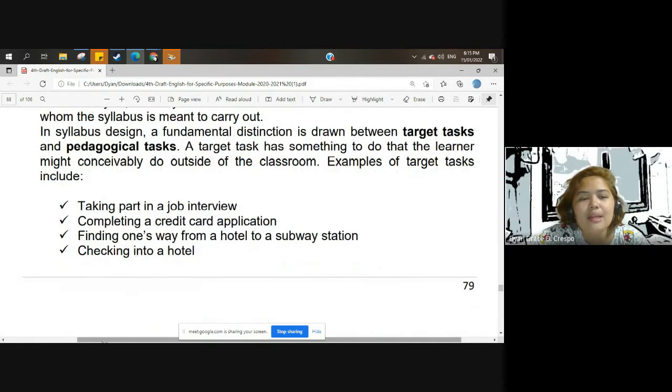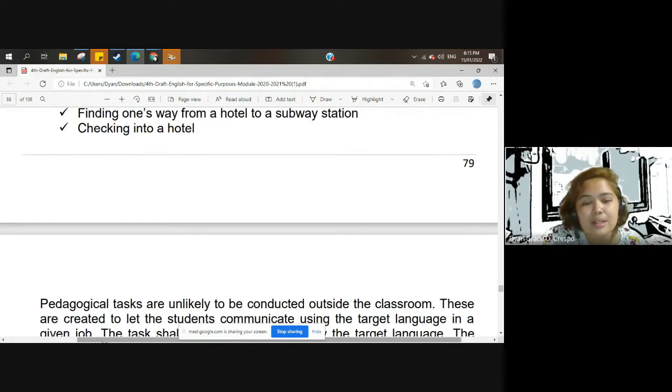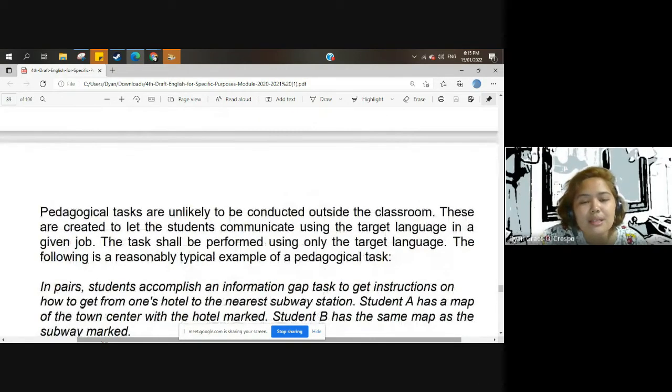Examples niyan ay taking part in a job interview, completing a credit card application, finding one's way from a hotel to a subway station, and checking into a hotel. That is a target task. Kasi yan yung they could do after. Kumbaga parang 'pag nagawa nila, it is successful. The lesson is successful. Pedagogical tasks are unlikely to be conducted outside of the classroom.